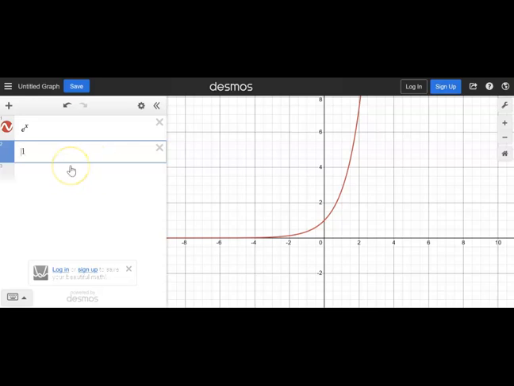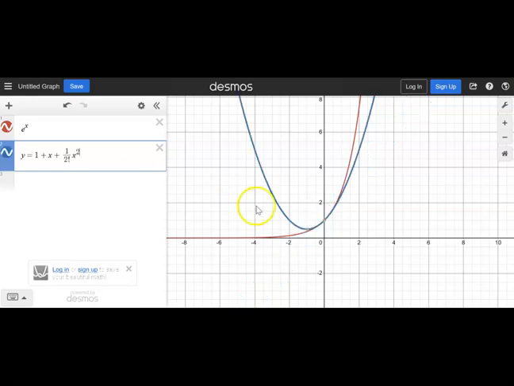So for the first one, we'll have y equals. Okay, so if I just have one term, you can see how that's not a very good approximation for my function. But as I start to add terms here, we'll even just put in this factorial x squared. You can see that I have a semi-good approximation.